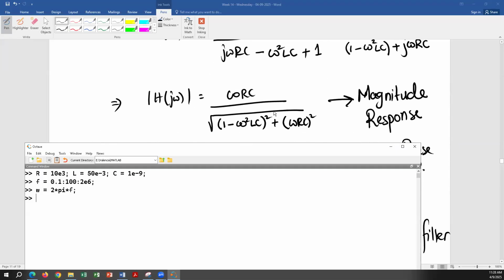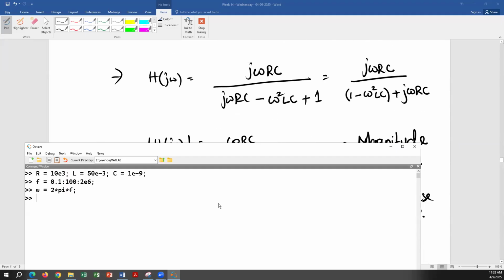And let's go ahead and write down the expression first. So my H is omega times R times C times j, j omega RC, divided by 1 minus omega square times L times C as the real part, and then the imaginary part is j times omega times R times C. That's my denominator.